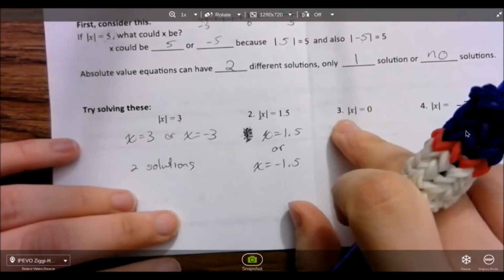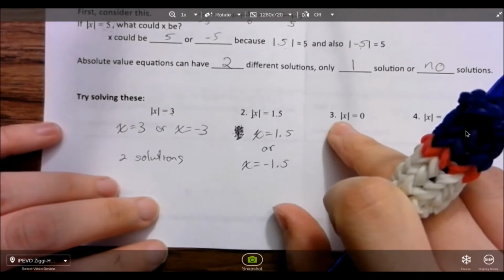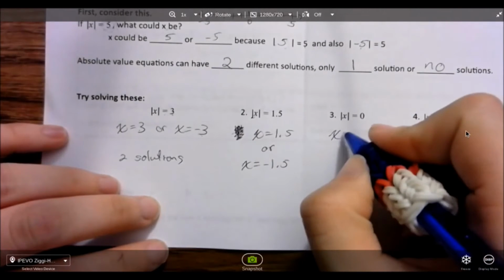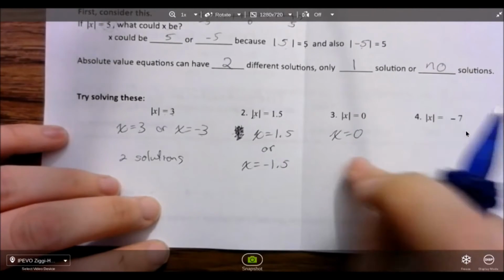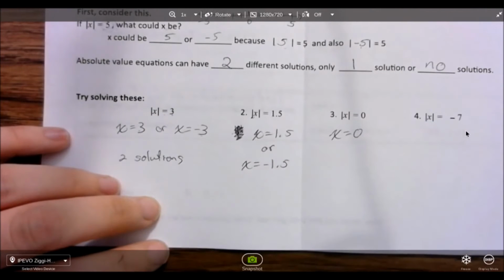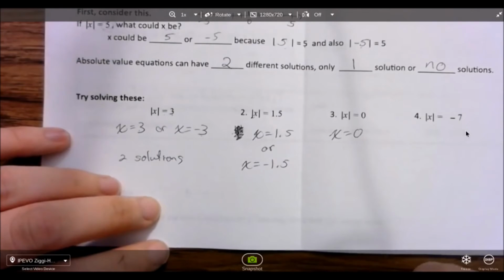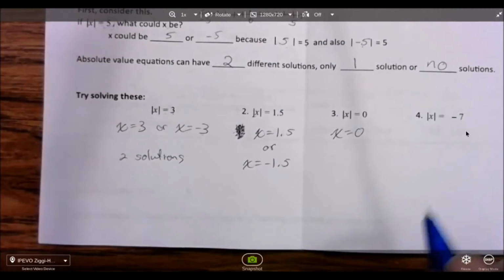You do not need that. All right, number 3, if the absolute value of a number x is 0, then what could the number be? Well, the number is 0, because 0 is 0 spaces away from 0. Okay, there's no need to say or x equals negative 0, because that's still the same number.